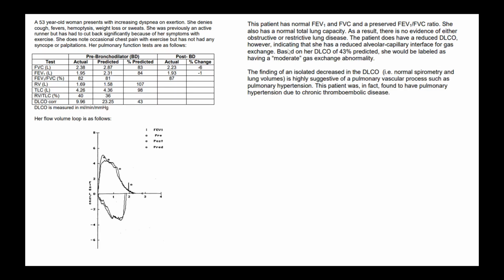However, she has reduced alveolar exchange, as the DLCO is only 43%. So there is a diffusion defect here mainly. The finding is an isolated low DLCO with normal spirometry and lung volumes, which suggests a pulmonary vascular process such as pulmonary hypertension. This patient was in fact found to have pulmonary hypertension due to chronic thromboembolic disease.